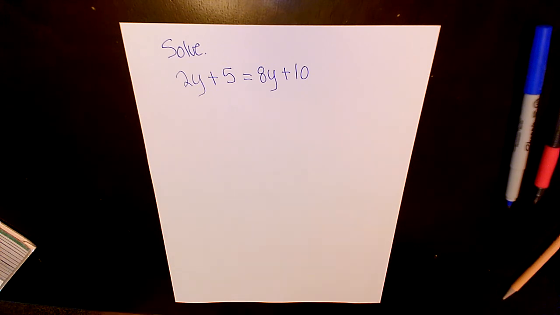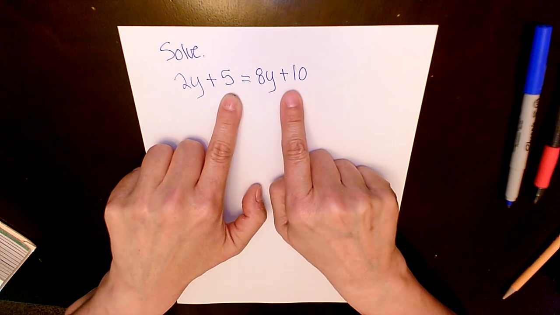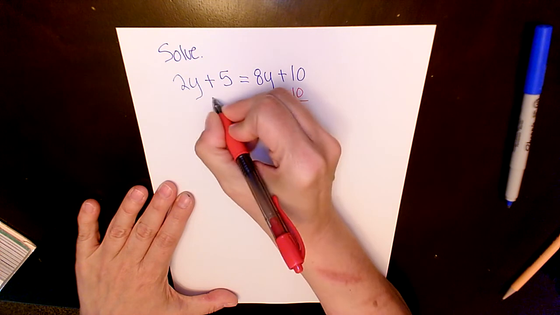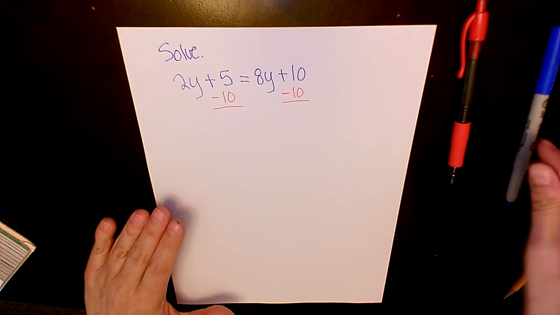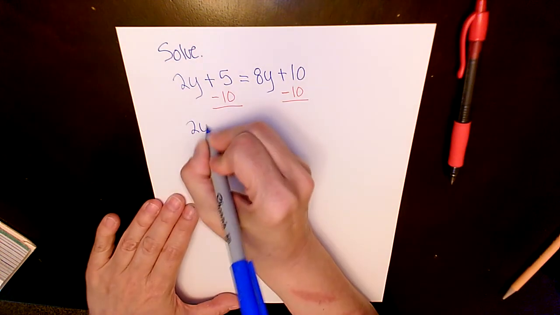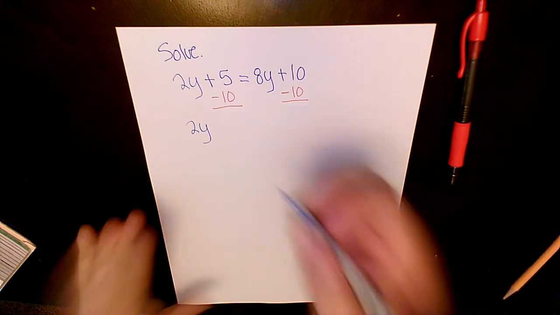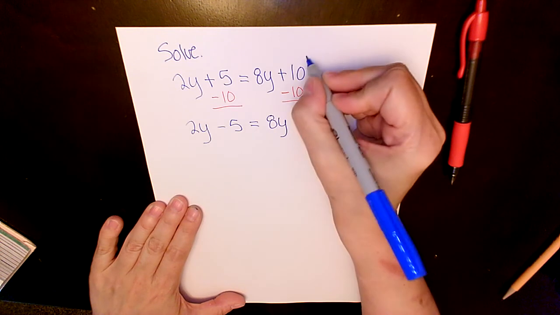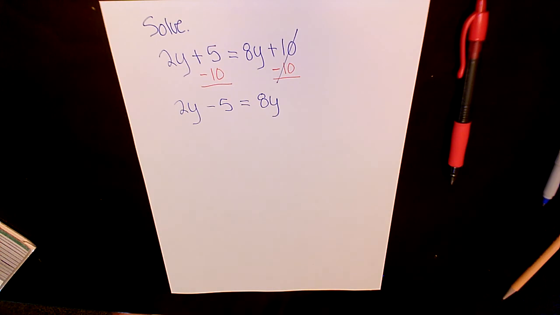So I always like to start with the numbers, so we can start here or here. This time I think I'm going to start, it doesn't really matter this time, just to show you something different. I'm going to subtract 10 from both sides. Got a plus 10, I need to do the opposite. So this gives me 2y. I've got a positive 5 and a negative 10. So that gives me a minus 5 equals 8y, and 10 minus 10 cancels out. Okay, that was step 2.